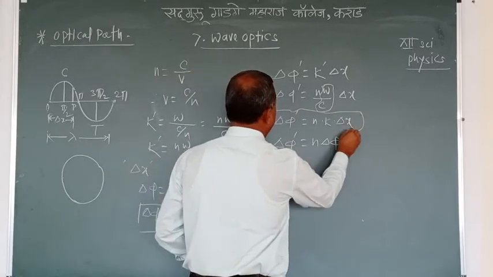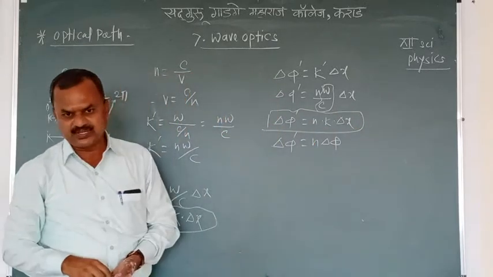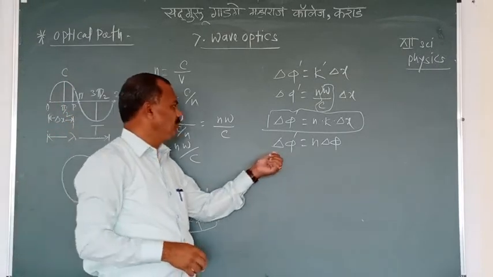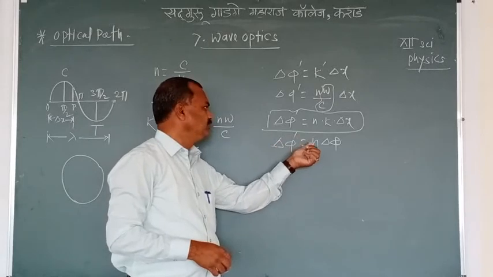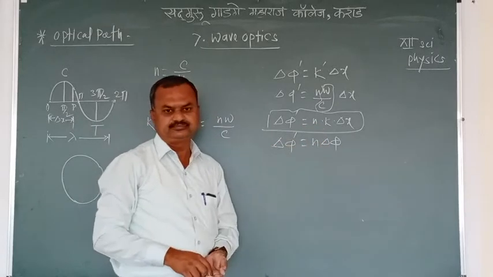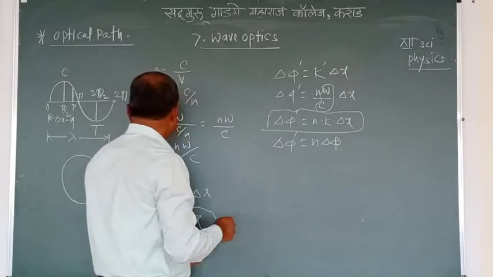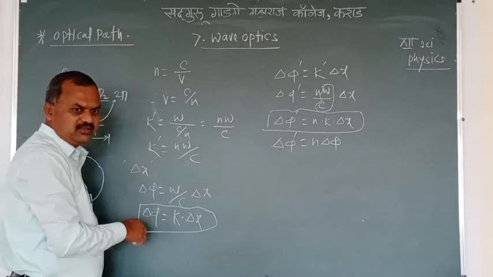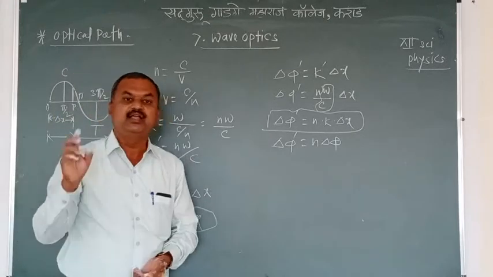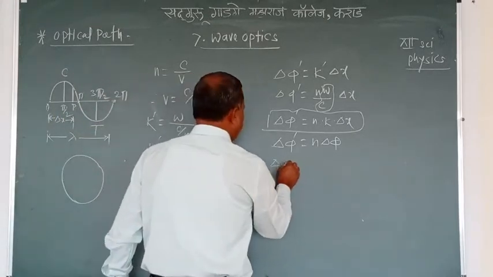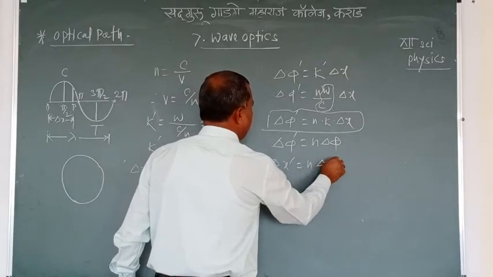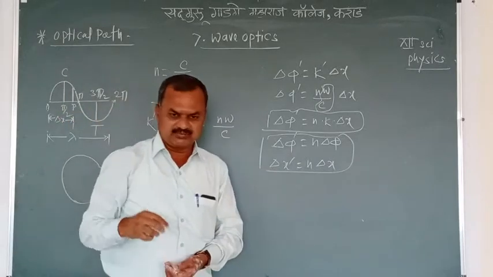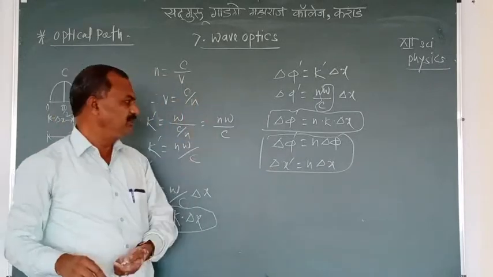This is the formula for determination of phase difference when a wave travels through a medium. That formula we write like this: delta phi dash equal to n times delta phi. If delta x is the path difference in free space and delta x dash is the path difference in medium, then delta x dash is equal to n times delta x. The formula is important for solving some examples related to optical path.